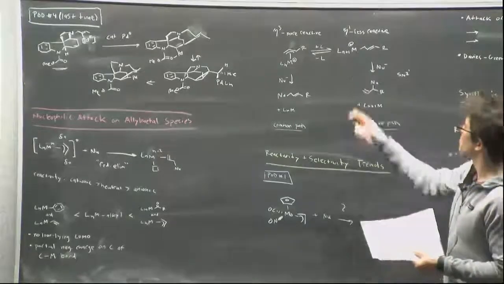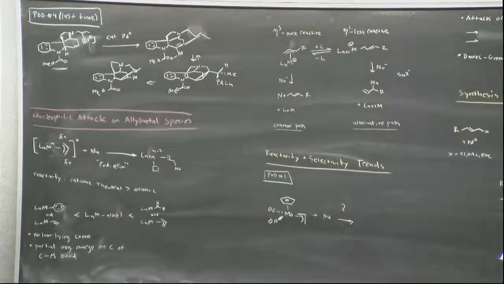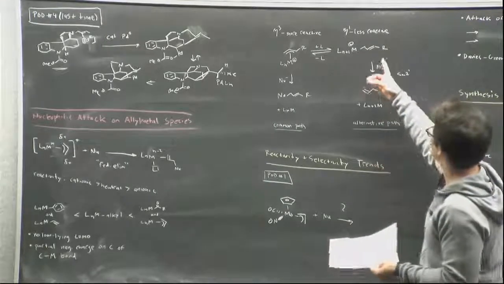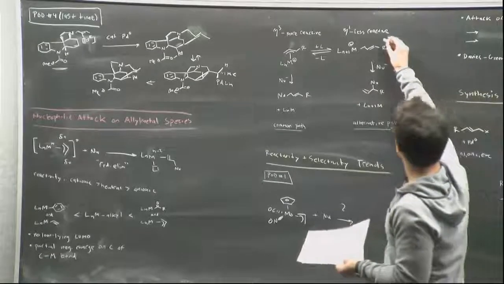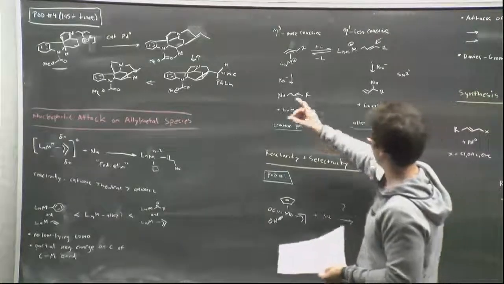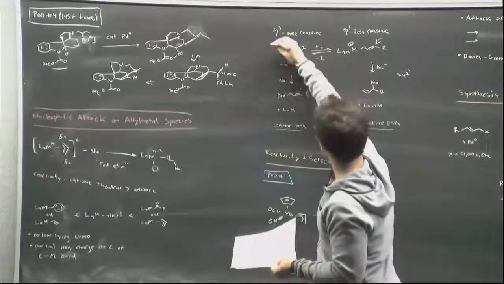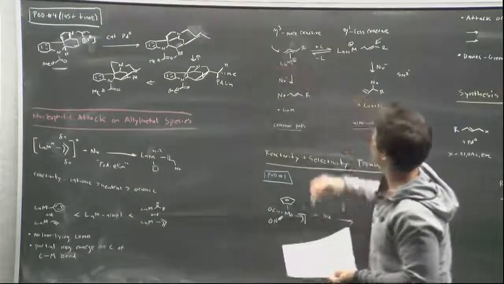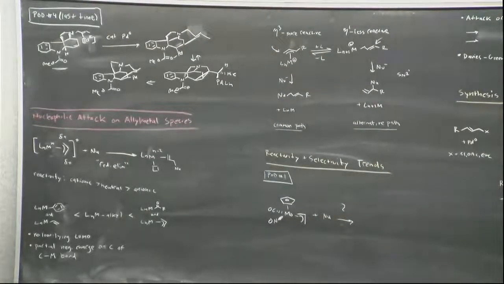And then these two organometallic tautomeric forms can react with nucleophile in different ways. So the eta-1 form can react via an SN2' type pathway with soft nucleophiles, whereas the eta-3 form will react in this outer sphere pathway.